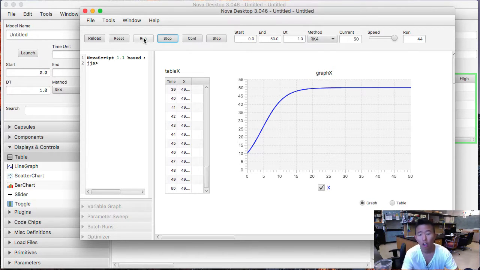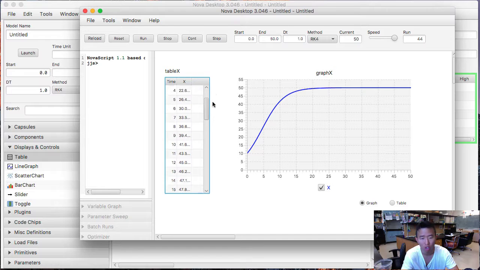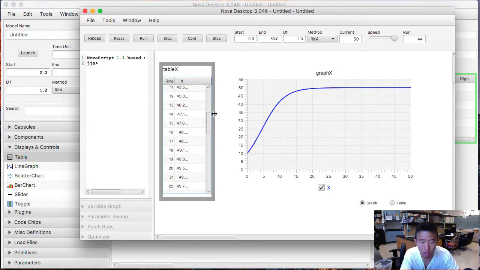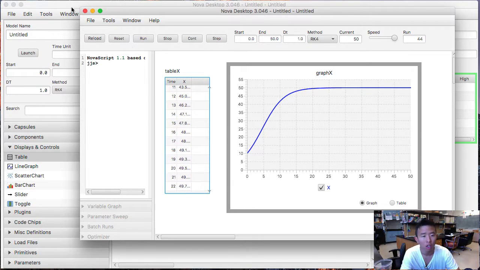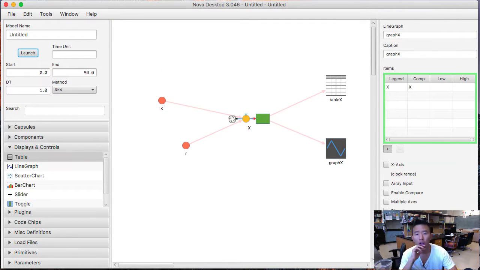And there you go. Resource limited population growth. So that's that. You can check this out too, how it progresses in numbers. And yeah, pretty simple. And now let's go ahead and build a discrete model.